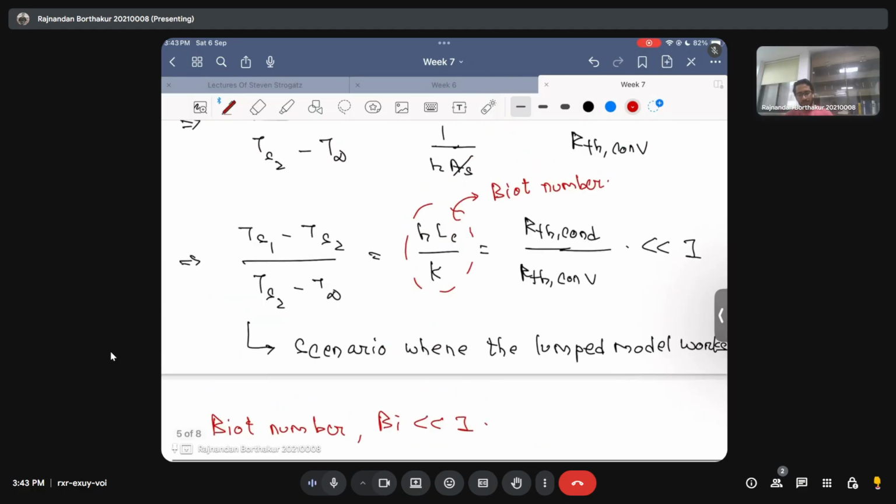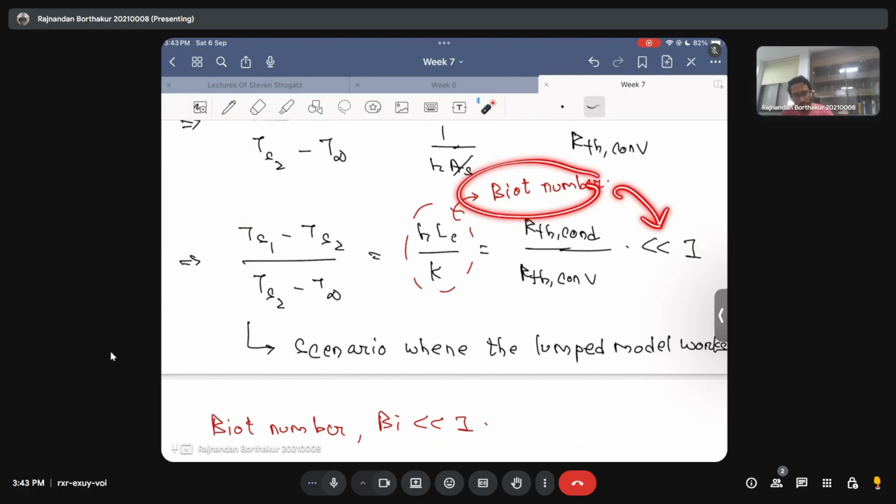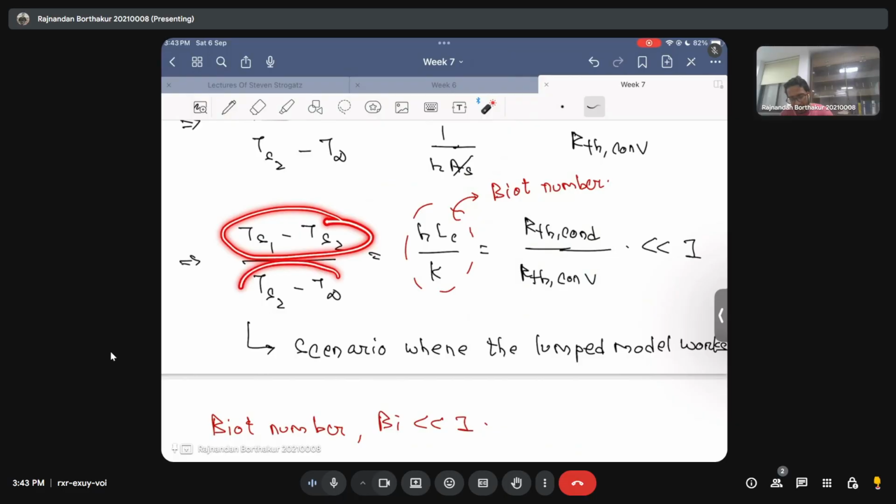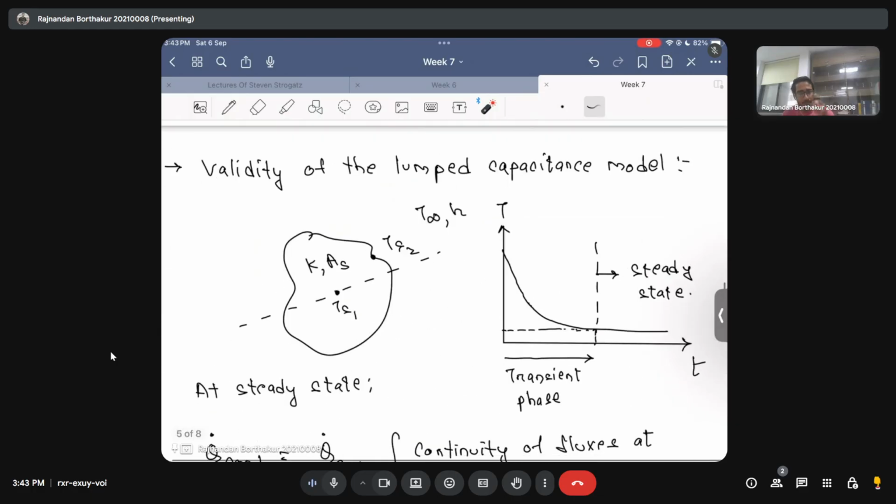Okay, now if you take a closer look at these ratios, you can say that the Biot number is less than 1. You can also equally infer that your conduction resistance is less than your convection resistance, because this ratio is less than 1. You can also infer that Ts1 minus Ts2 has to be less than Ts2 minus T infinity. So physically, what does this mean? It means that at each and every time step, the difference between the temperature at the center of the body and the temperature on its surface is so small with respect to the temperature on its surface and with respect to its ambient.